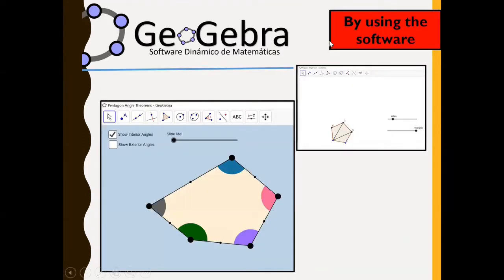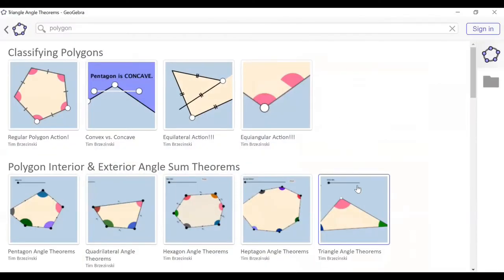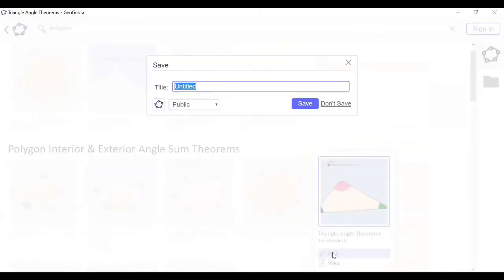Once we have formed the formula, now I'm going to use the mathematics software, GeoGebra, to show you whether what we have proved or formed is correct or not. GeoGebra is a very powerful software that can help us to visualize.